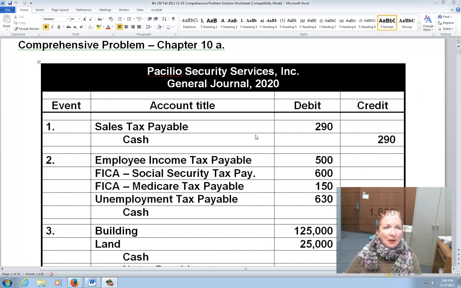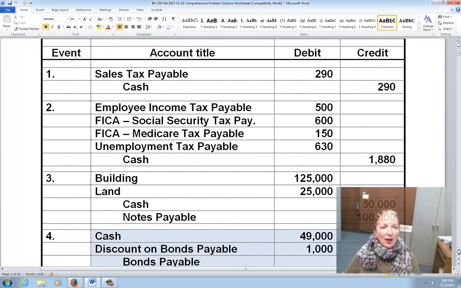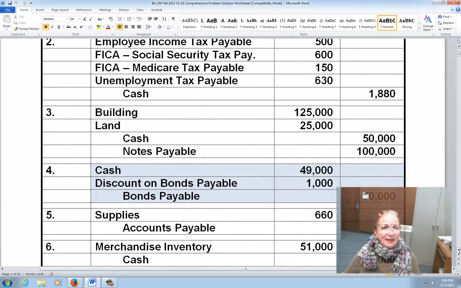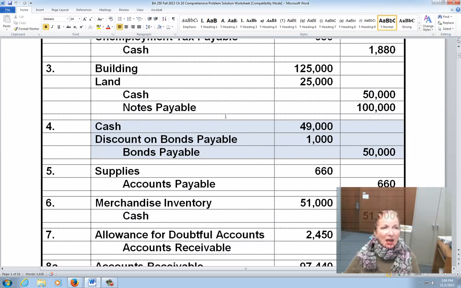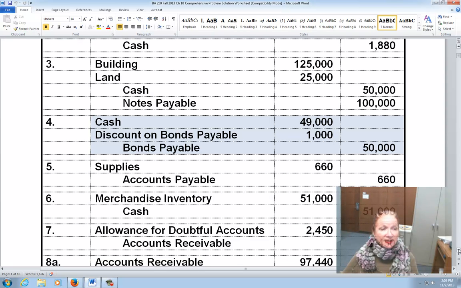I'm accepting that you can do these journal entries. So I've pulled up here the worksheet for comprehensive problem 10. Again, this time I went through and highlighted for you in light blue the transactions that would be new for you this time, so that the rest of these journal entries might look familiar, but this one might look new, and you might have to think about where did it come from, what does it look like.